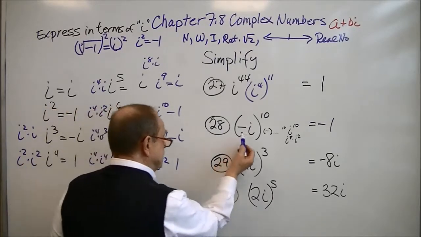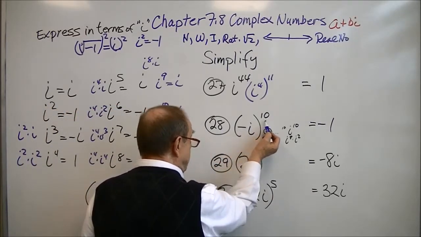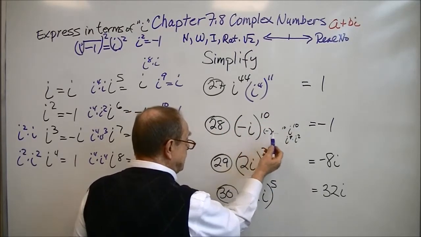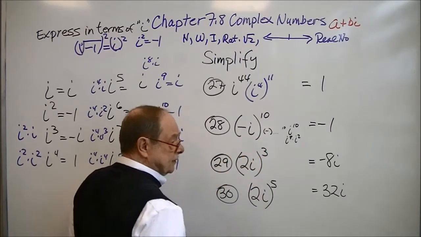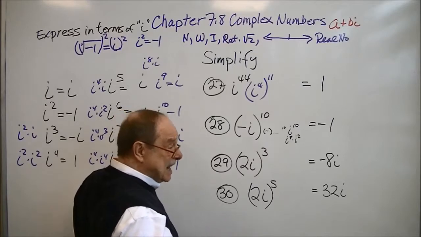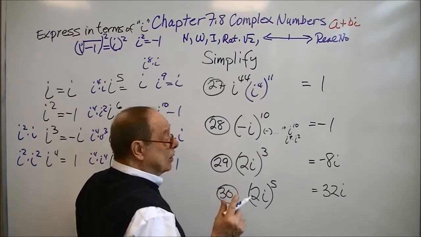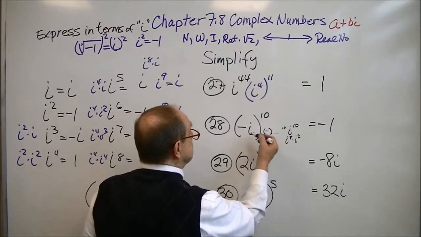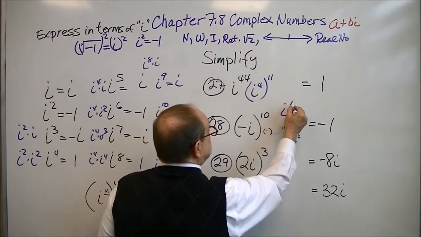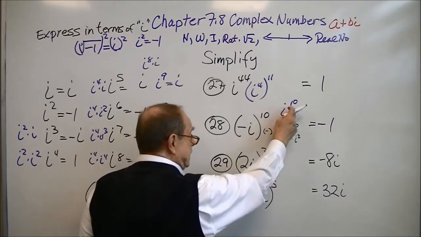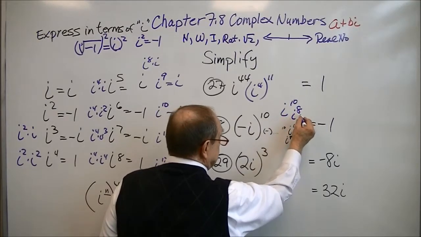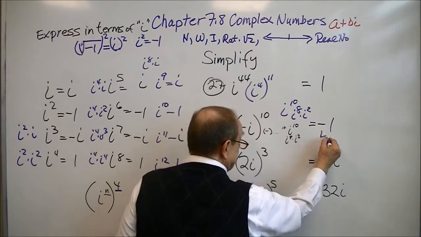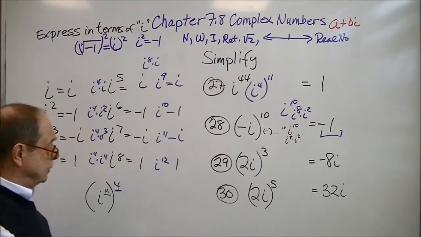All right, now this is a negative i to the 10th power. So if we were to write this out, we would write out 10 of these parentheses with a negative in it. And we said anytime a negative is raised to an even power, like 10, it becomes a positive. So in a sense, you can convert this to i to the 10th. i to the 10th is i to the 8th times i to the 2nd. i to the 2nd is a negative 1. And that's our answer to number 28.